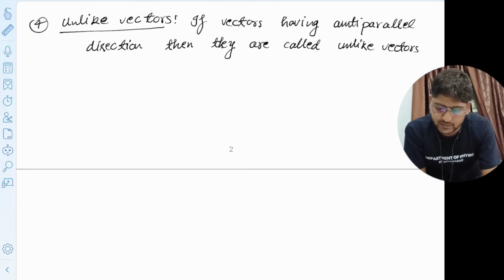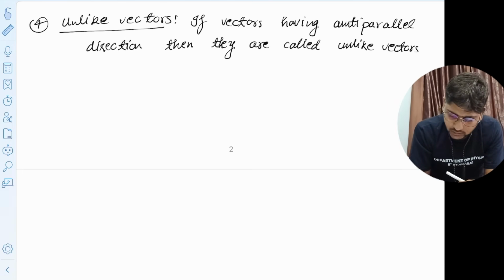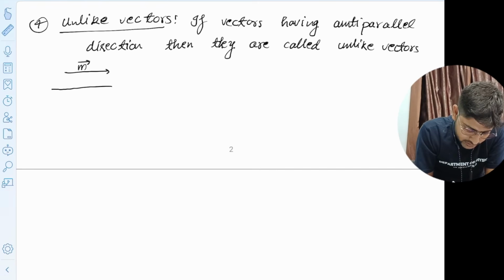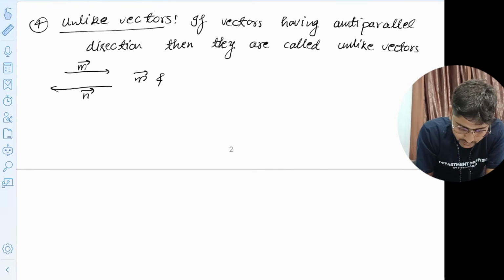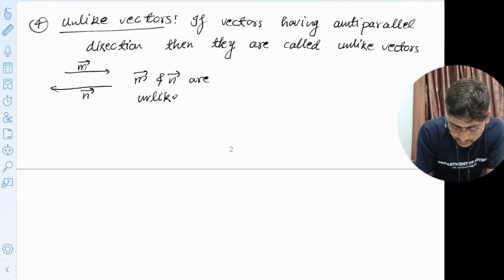If vectors have anti-parallel direction, then they are called unlike vectors. For example, suppose this is our vector m, and just opposite direction, this is vector n. So vector m and vector n are unlike vectors.